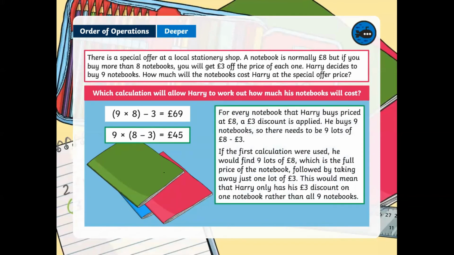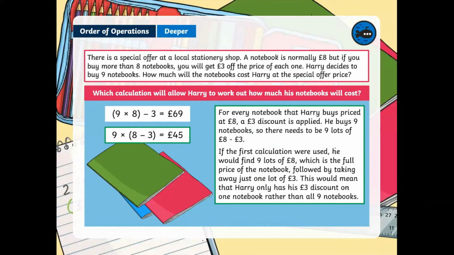Okay, so here's the answer. For every notebook that Harry buys, priced at €8, a €3 discount is applied. He buys 9 notebooks, so there needs to be 9 lots of 8 minus 3. Okay, so you understand that, I hope. If the first calculation were used, he would find 9 lots of €8, which is the full price of the notebook, followed by taking away just 1 lot of €3.